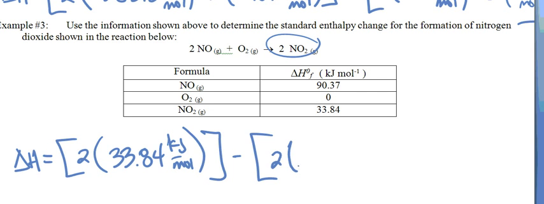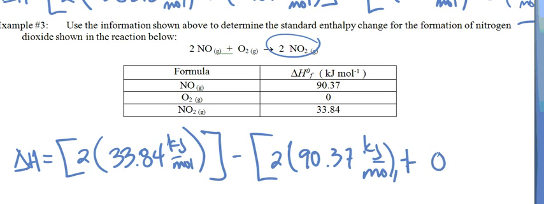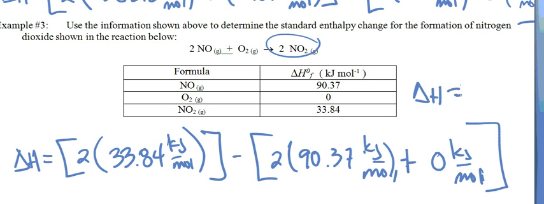And then we'll do 2 times NO, which has a value of 90.37 kilojoules per mole. And again, I'm going to go ahead and show the oxygen, even though you don't have to. But I probably will, I think, in all my examples. And so close that up. So delta H, so 2 times 33.84 minus 90.27. So a negative 113. And again, that's in kilojoules per mole. All right, so no biggies there.